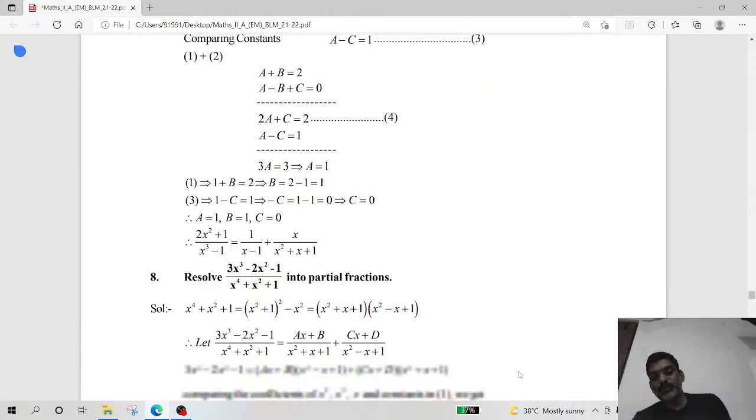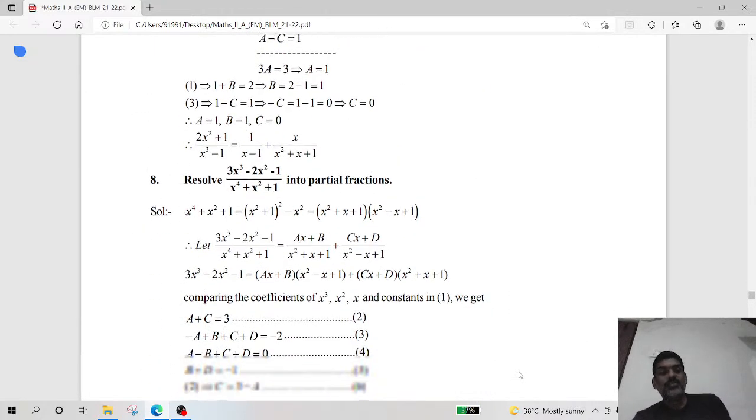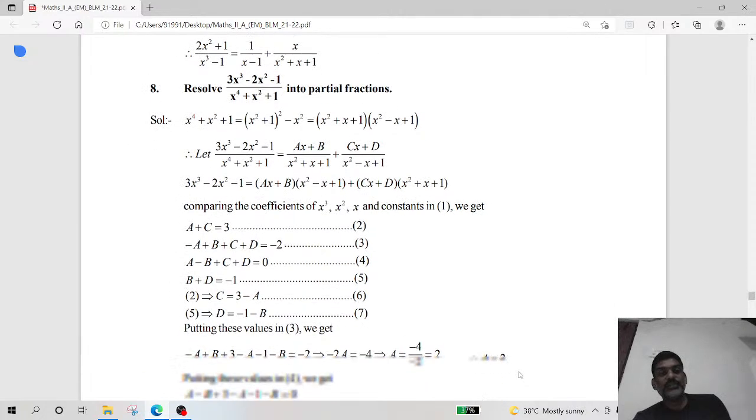Okay, same model I am not solving here. Right, let us come to question number 8, a different model here: 3x to the power of 3 minus 2x square minus 1, whole divided by x to the power of 4 plus x square plus 1.